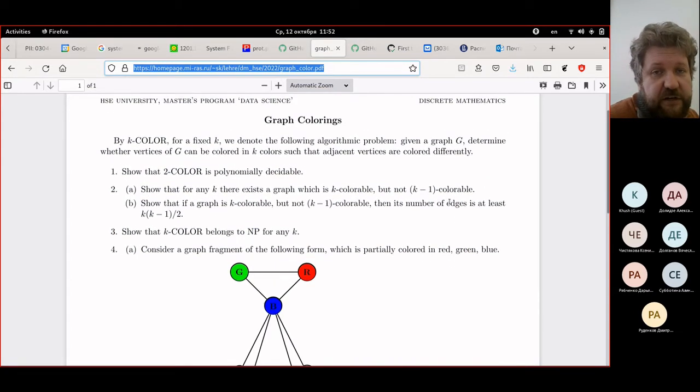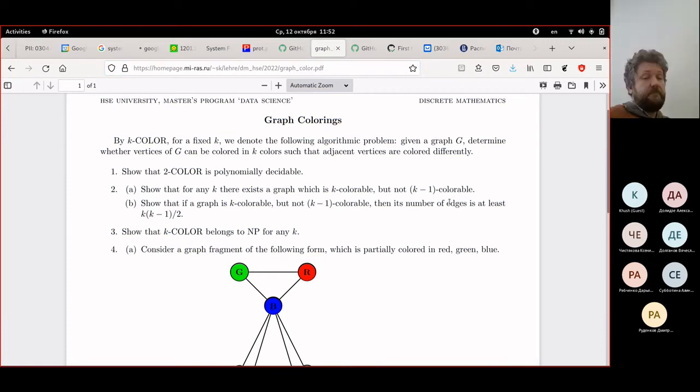Okay, and let's take a look at what is going on here. So, well, here we just recall something. In the beginning, we have k colors. So we color vertices in k colors so that adjacent vertices, that means vertices connected by an edge, should have different colors.